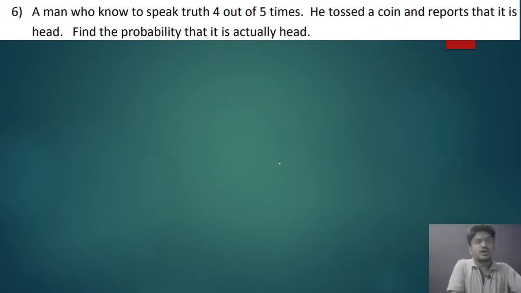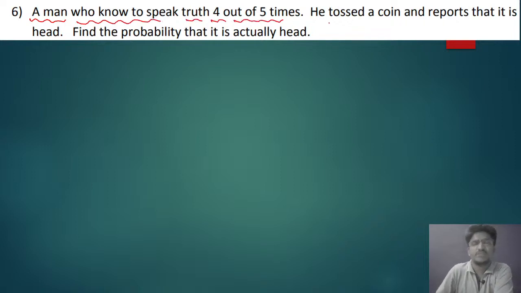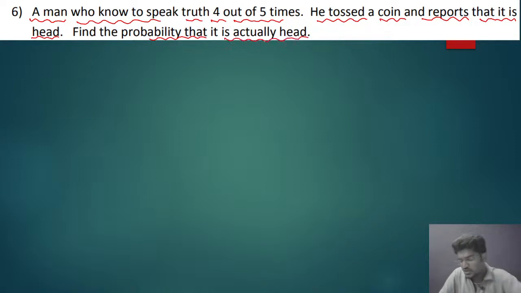Okay, now let us go for the sixth problem. A man speaks truth 4 out of 5 times. He tosses a coin and reports that it is head. Find the probability that it is actually head.